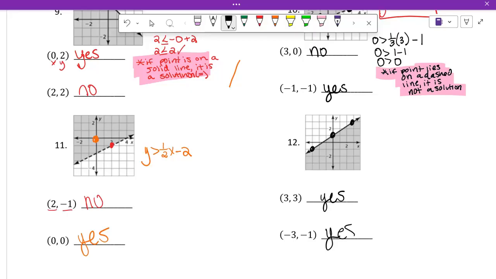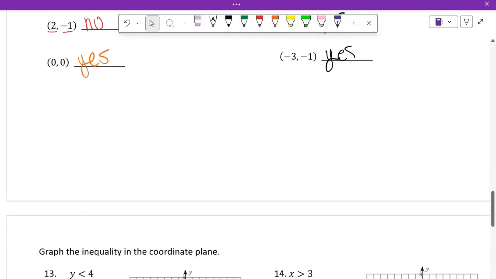My inequality I have not written. My y-intercept is positive 1. My shading is below and it's a solid line. And here my slope is up 2 over 3. So hopefully we feel confident that 1, we can write an inequality, but 2, we know if a point is a solution or not given a graph.